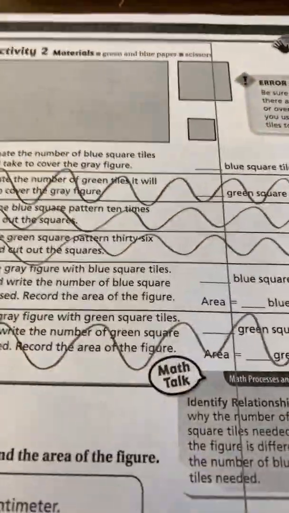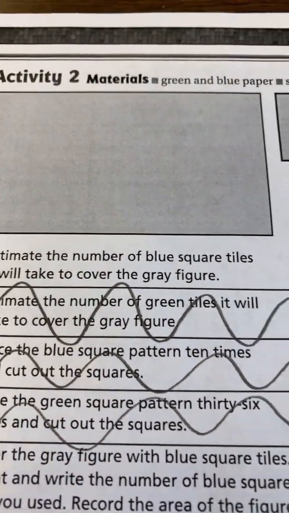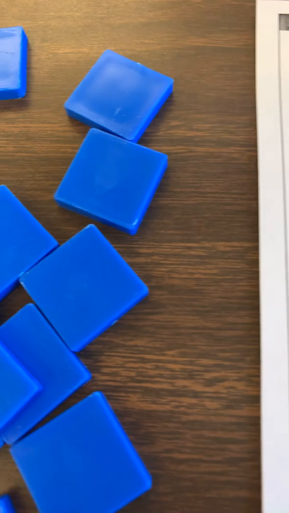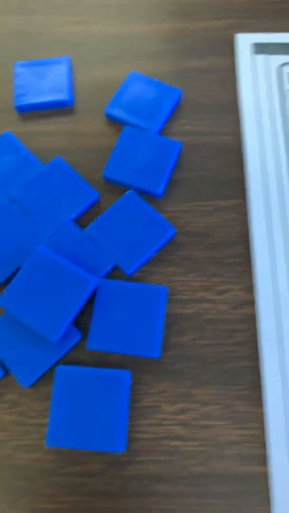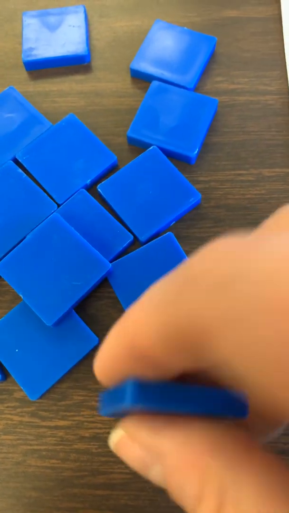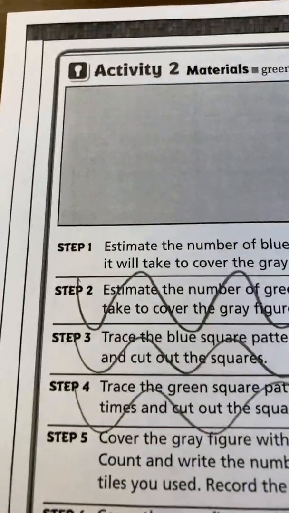Okay, now it's time for another activity and some more practice with measuring area. Let's go ahead and take a look at our next paper that we have here. We are going to do an activity using these blue tiles. And like I said before, each of these tiles is 1 square inch in area. So the first thing we're going to do is step 1.